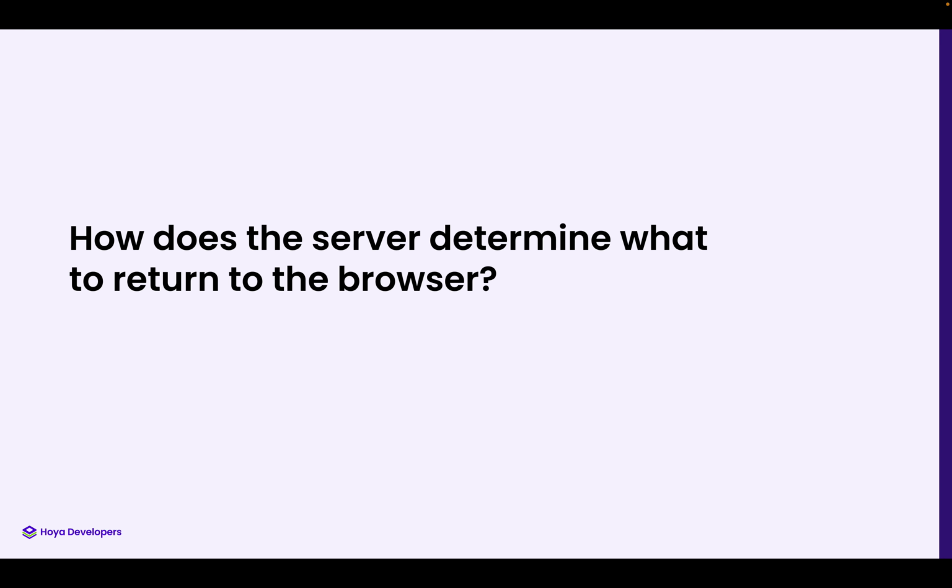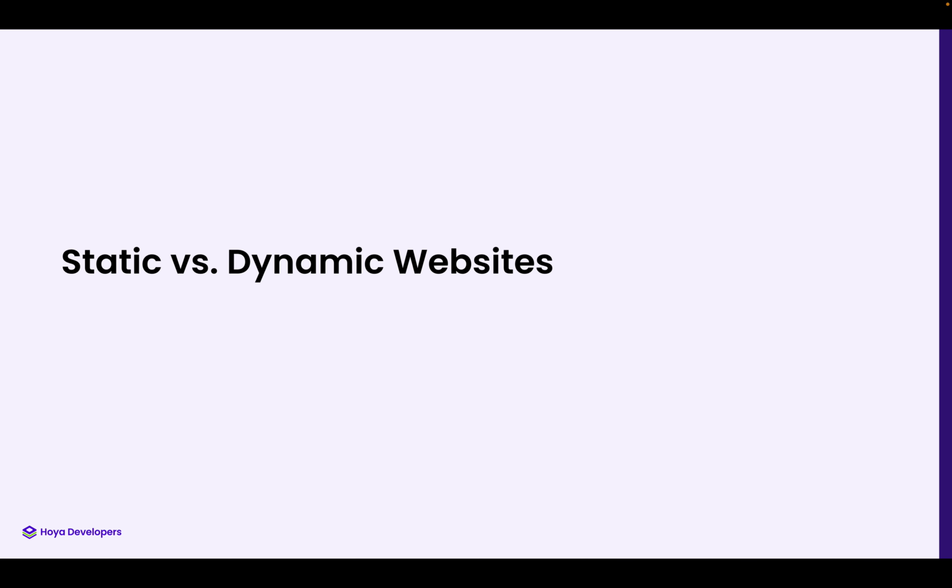But now we have this question of how does the server determine what to return to the browser, right? So we know that the server is going to return us something, but how does it know, okay, when the user calls georgetown.edu, what do I give back to the user? And there are two different types of websites that it's important to understand the differences between. The first kind of website is called a static website.